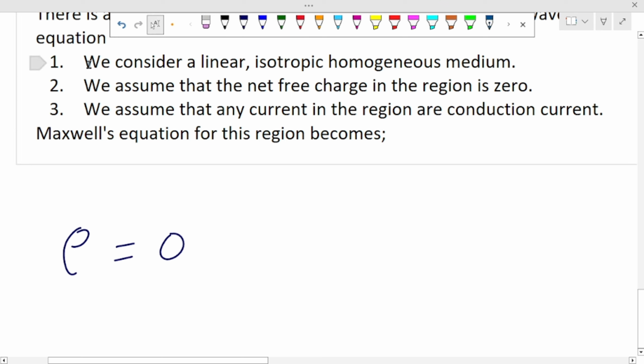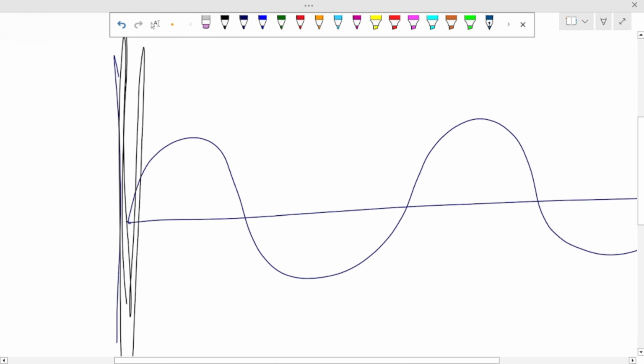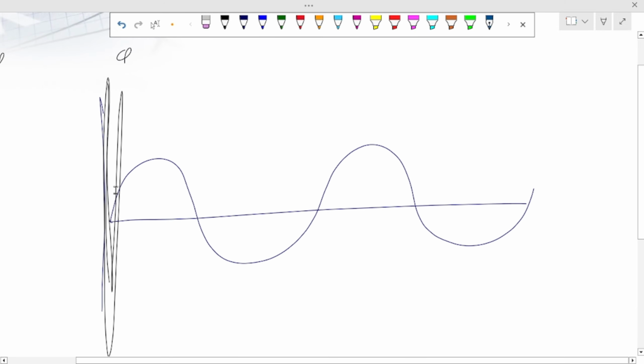Now, for the first condition, we consider what? A linear isotropic homogeneous medium. Medium is where the wave travels through. So the wave can travel through air, through wall, through anything, water, whatever. So the medium is what we are talking about now. Where will this wave travel through? For us to get the wave equation, let us consider that the medium it will travel through is what?